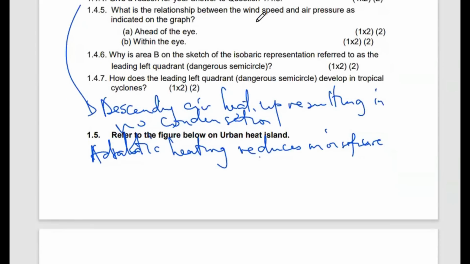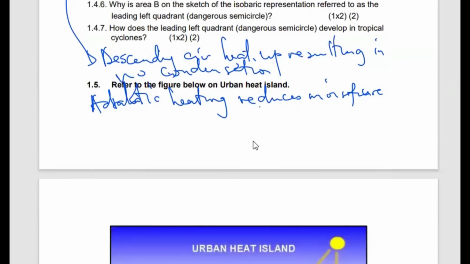What is the relationship between the wind speed and the air pressure as indicated on the graph? Right, that one there is just an extraction question. We just need to analyze the relationship at A, ahead of the eye, and within the eye. Right, ahead of the eye, I'll try to give the illustration here.